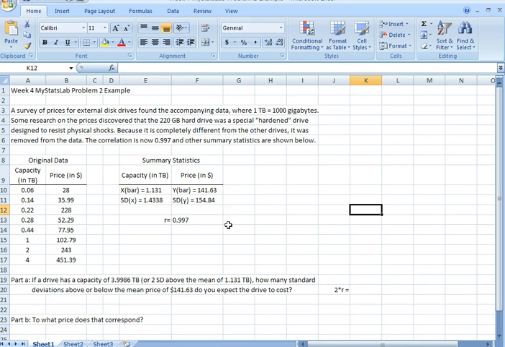How far? Well, for this, we need to multiply 2 standard deviations, as is our problem, by our correlation figure of 0.997. So let's do that here. This is going to be equal to 2 times our correlation, enter, and we get our figure of 1.994 standard deviations. So the expected price of the drive is 1.994 standard deviations above the mean price.